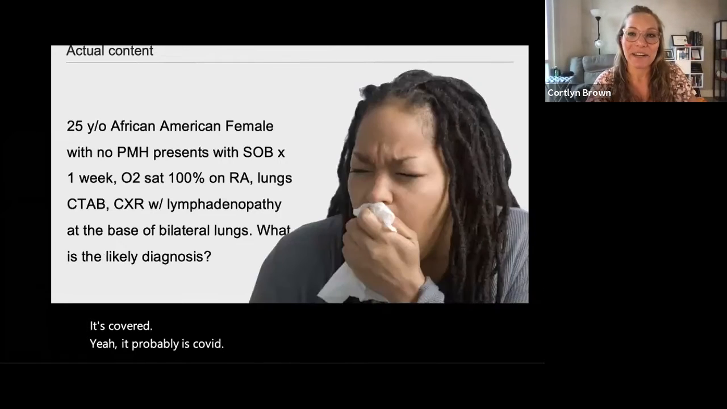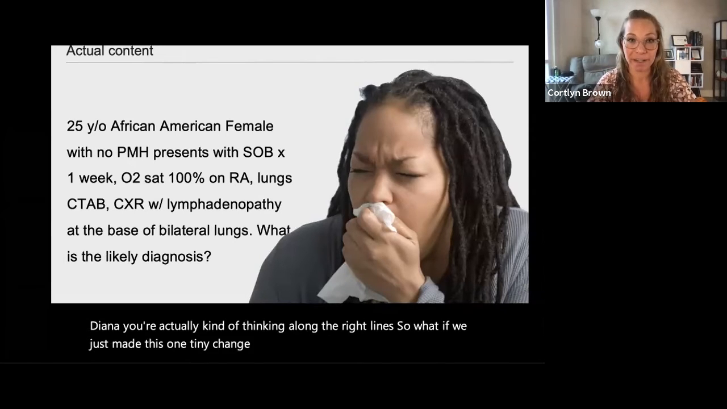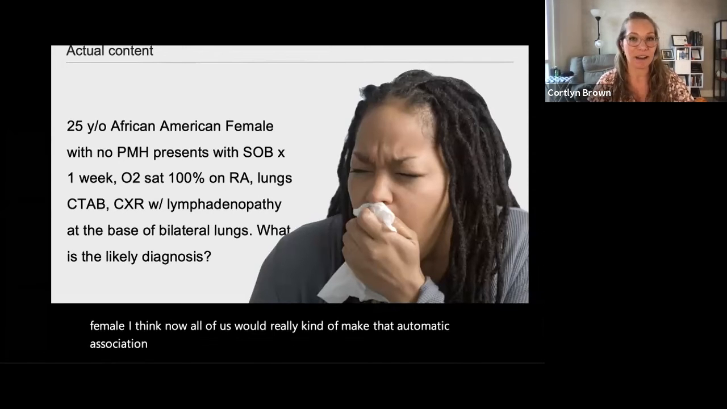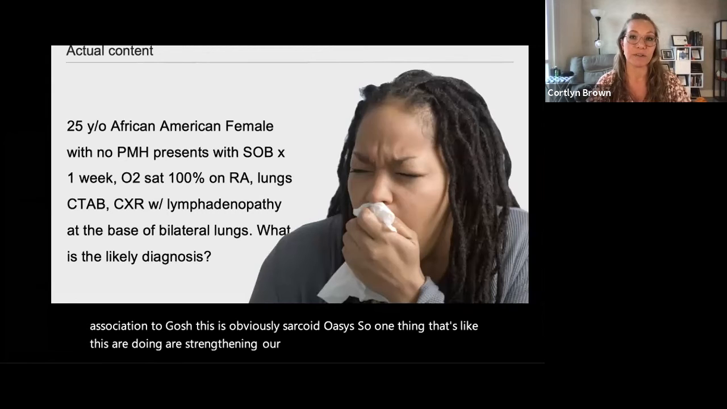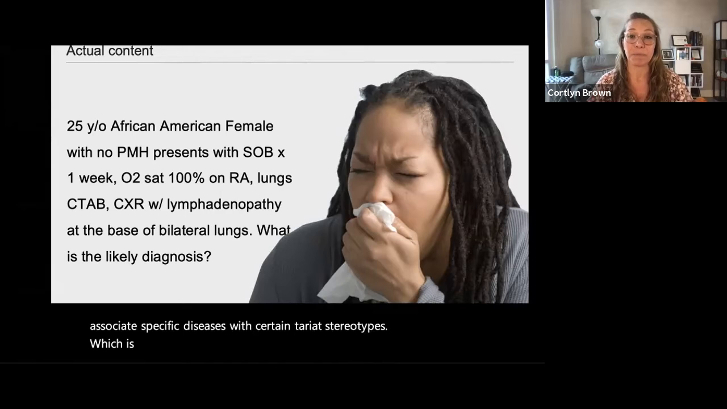Diana, you're actually kind of thinking along the right lines. So what if we just made this one tiny change and now we have an African-American female? I think now all of us would make that automatic association to, gosh, this is obviously sarcoidosis. So what vignettes like this are doing is strengthening our automatic associations so that we associate specific diseases with certain stereotypes, which is fine in itself as a basic premise, but it becomes a problem when it influences our unconscious bias and leads us to a lot of misdiagnosis.